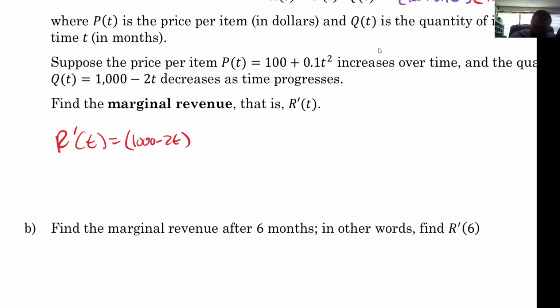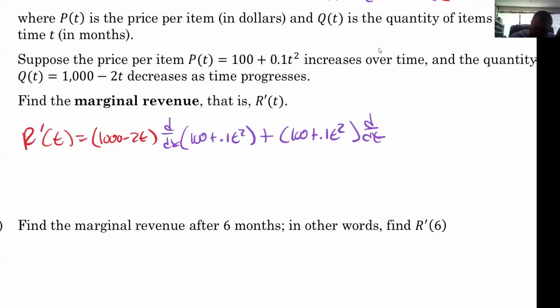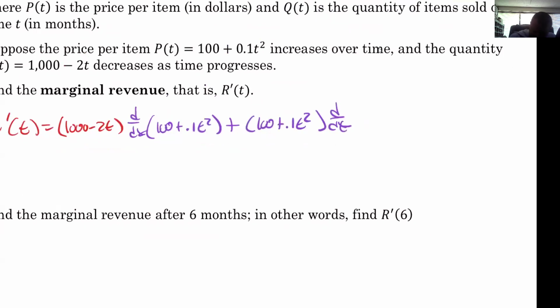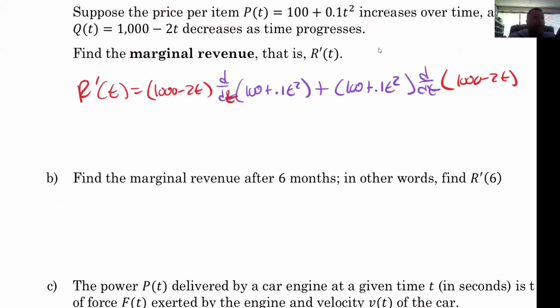times the derivative of our first function plus the second function times the derivative of our second function. Those are t's, because I have t's in here. All right, so this is going to be pretty nice and easy, right? Because this is a term-by-term differentiation.